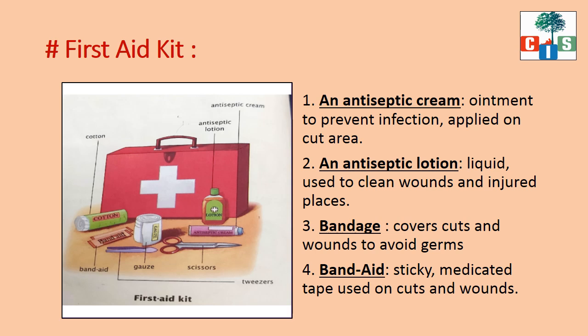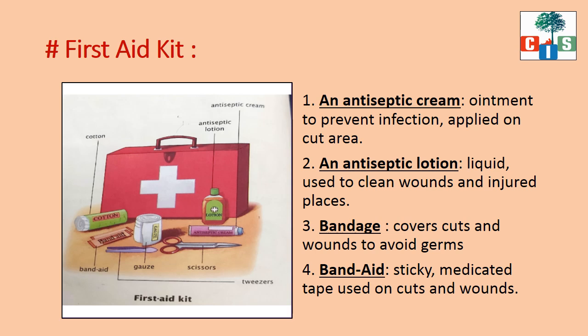The first one is antiseptic cream. From my side, it is a very common antiseptic cream that we use. I am sure it must be at your home too. This cream or ointment helps to prevent infection. It is applied on the cut area. Otherwise, what will happen, scholars? If that wound or cut is kept as it is, then germs will enter it and cause infection. So by applying antiseptic cream, we can prevent this infection.